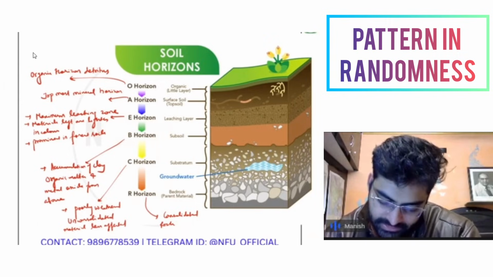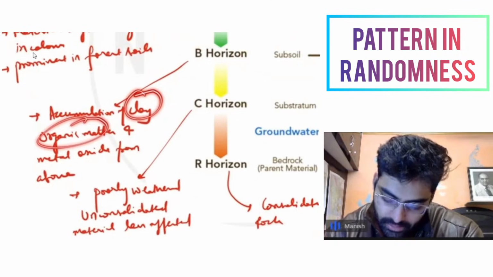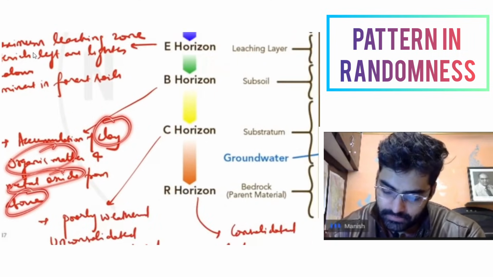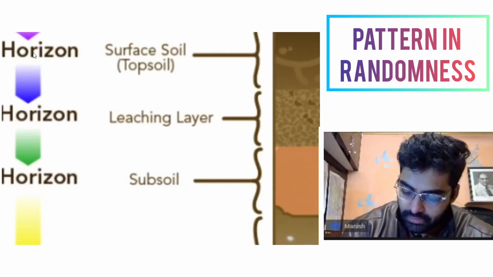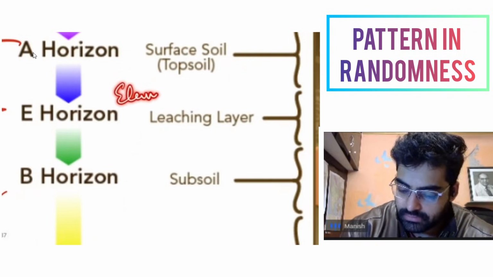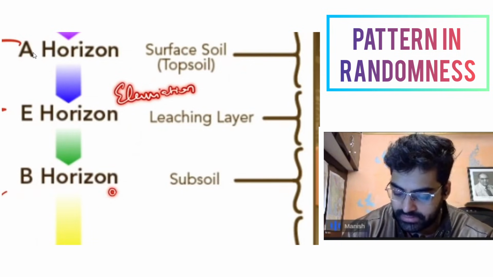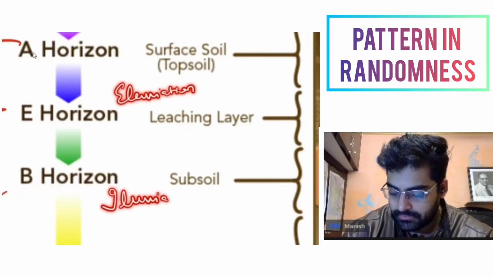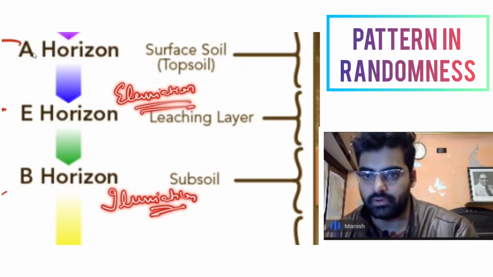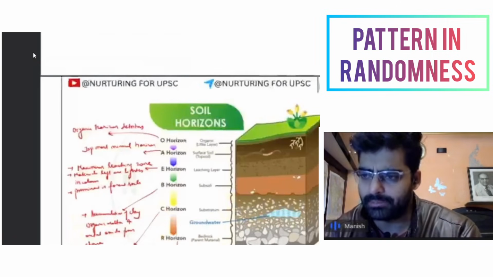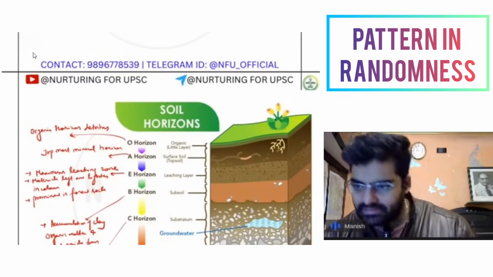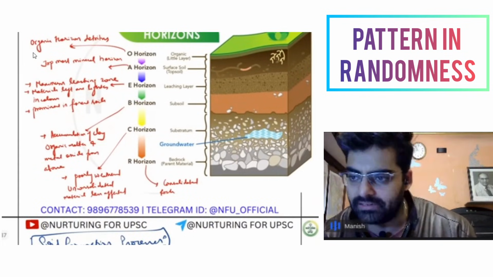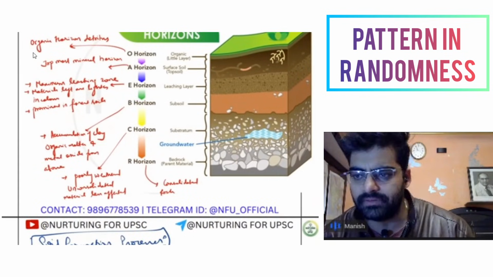And B horizon is known as the accumulation zone, accumulation of clay, organic matter, and metal oxide from above. So E horizon is also known as the alluviation zone, and B horizon is known as the illuviation zone. I hope you are making running notes of this lecture. Just scribble it and make your own notes, and we will give a PDF later on.